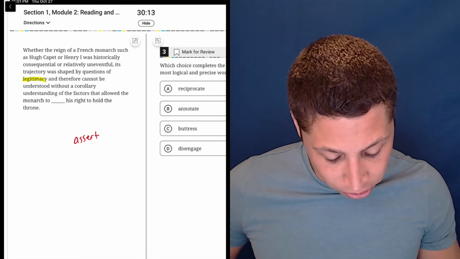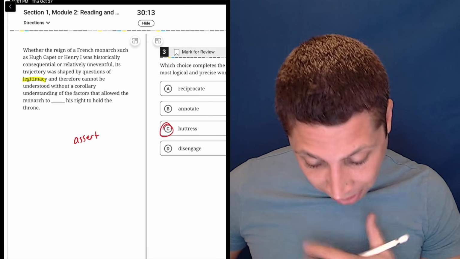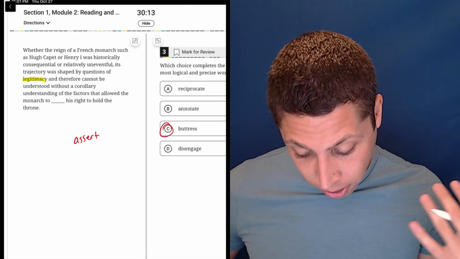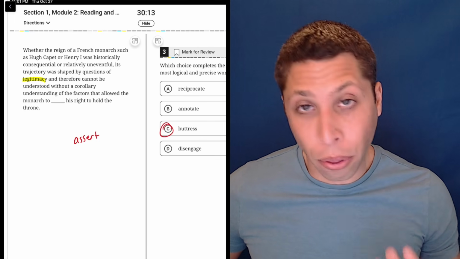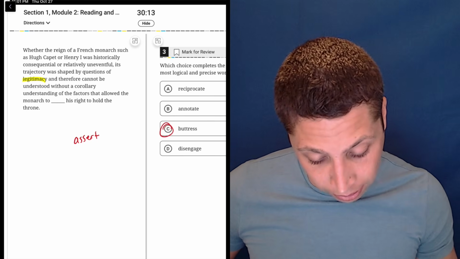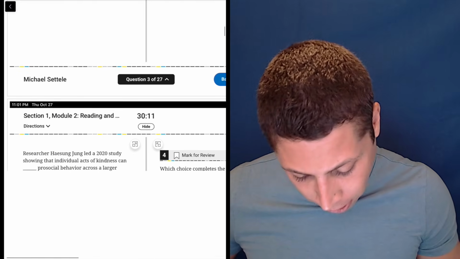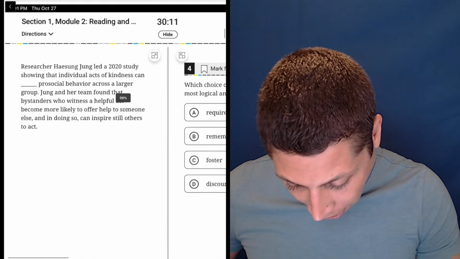Reciprocate, annotate, buttress, disengage. I guess buttress means support because it's about legitimacy and whether or not he was able to hold the throne. So I guess the monarch is trying to hold it. So I think that that's right. This one's hard though. I might bookmark that and come back, but I'm pretty sure I'm right, but there you go. All right, 4 also vocab.